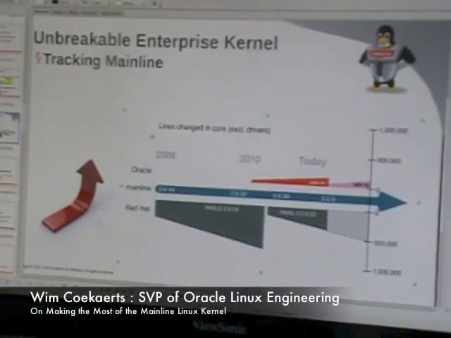So we're here in Wim's office, and his team tracks the mainline Linux kernel. Wim, why do you guys do that? What was the decision process there, and what's the advantages of doing that?